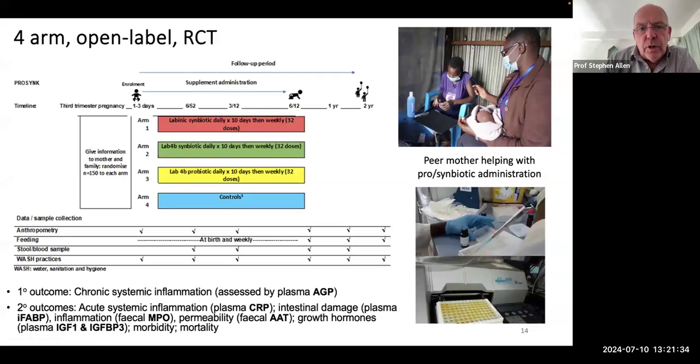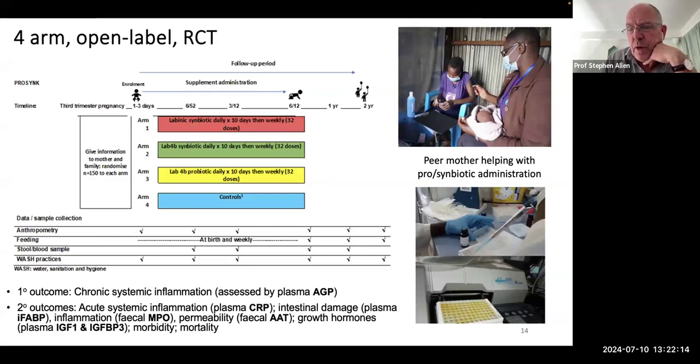The children were dosed with these probiotics or synbiotics daily for the first 10 days of life, and then only weekly up to 6 months of age. Then the intervention stopped, and we followed them up at 1 year, and we've also followed them at 2 years. Although the controls didn't get any synbiotics or probiotics, they still got the visits by the research staff. They were visited daily for 10 days and then weekly to 6 months. And this design, I think, is very critical to understanding what we found in this study.